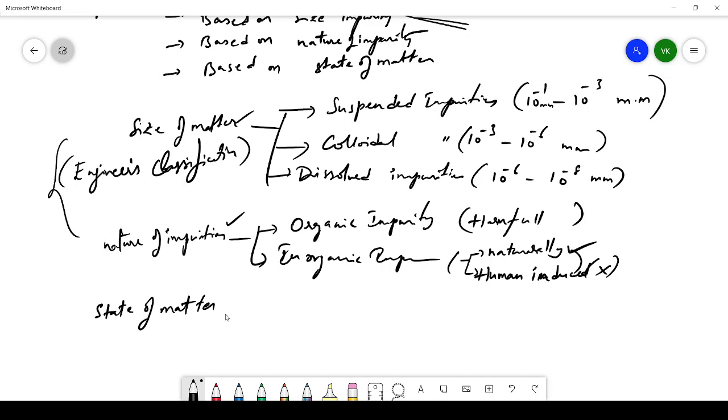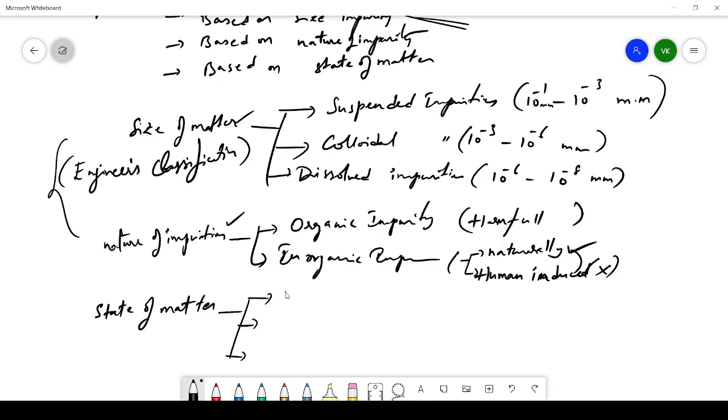Suppose you want to find what impurities are present in the water, then you will study state of matter. Based on the state of matter classification, you will identify the different types of impurities present in the water. But if you want to remove those impurities, then you will remove them based on size of impurities and nature of impurities. Okay, let's see the classification first.